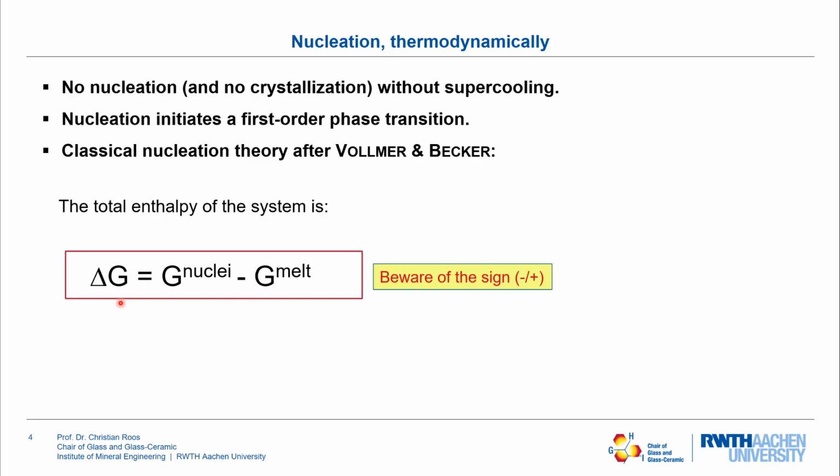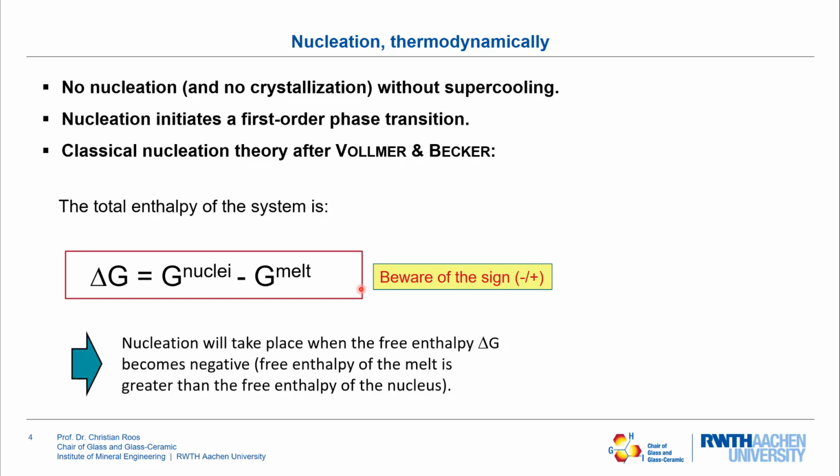However, for me, it's more logical to define the reaction in such a way that it takes place if delta G is negative. And this is why we take in this presentation the definition of free enthalpy of the nuclei minus the free enthalpy of the melt. So, as mentioned, the nucleation will take place when delta G becomes negative.